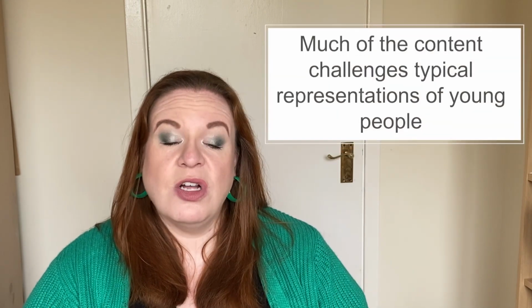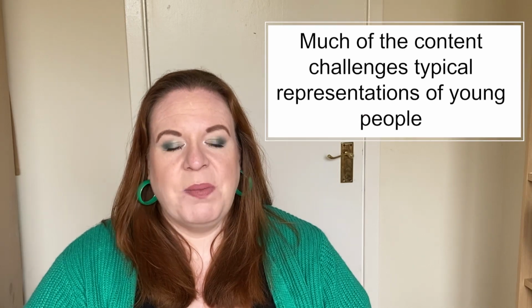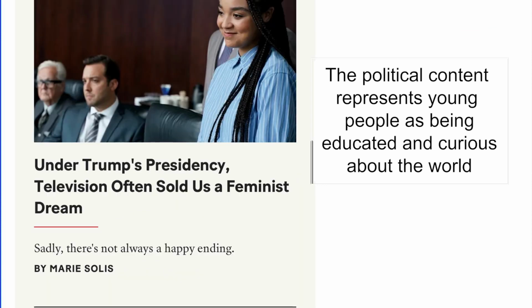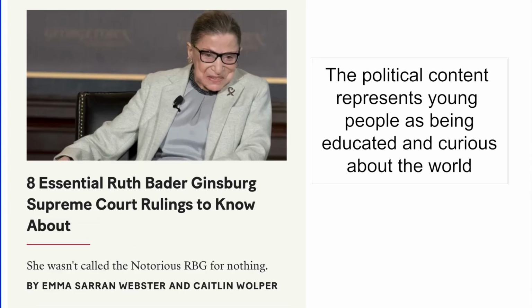However, there are also a number of unconventional ideas about age. For example, there's quite a large focus on politics. Young people are often associated with not being interested in politics. And so this magazine website really challenges those ideas by pushing forward ideas and issues that teenagers might be interested in that are related to political issues.